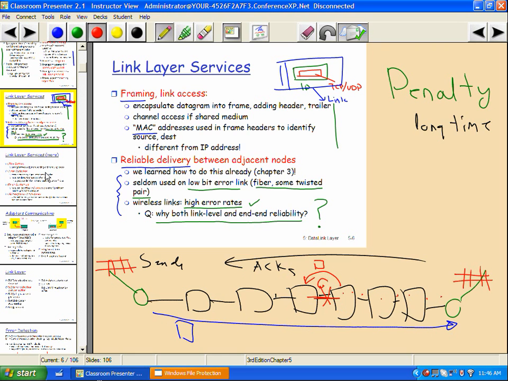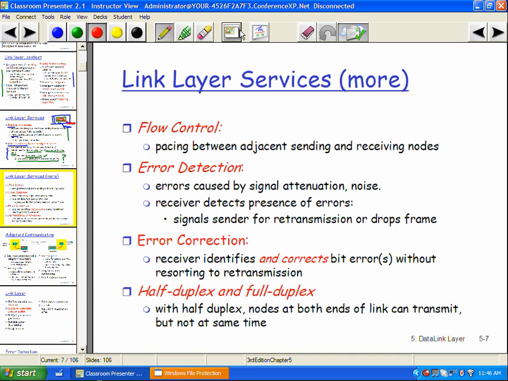Okay. So move on. Some of the other things I'm just going to run through that the link layer may or may not do, depending on the specific link layer protocol we talk about. Flow control, spacing sending and receiving nodes so that buffers don't fill up. Error detection, there are all kinds of reasons for errors, and again, how you do it, how aggressively you do error detection and error correction depends on your link type.